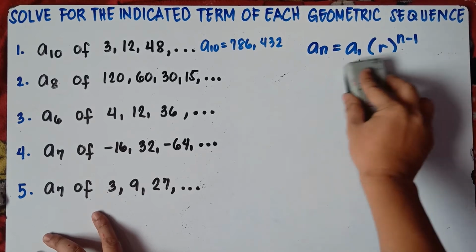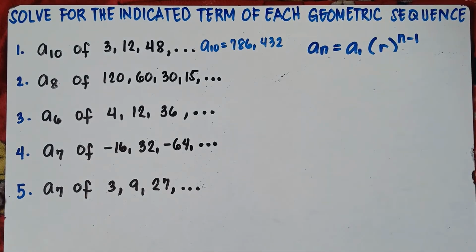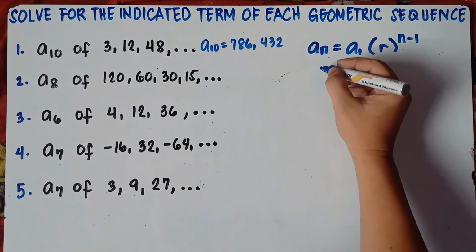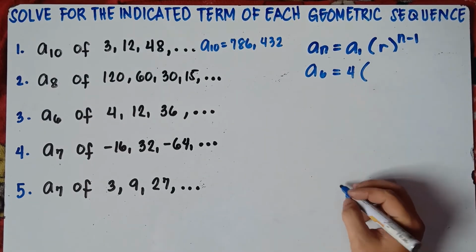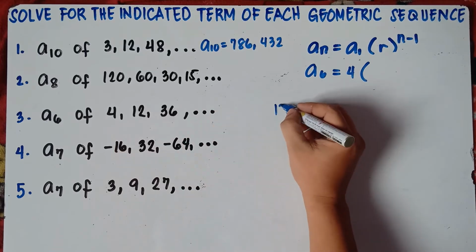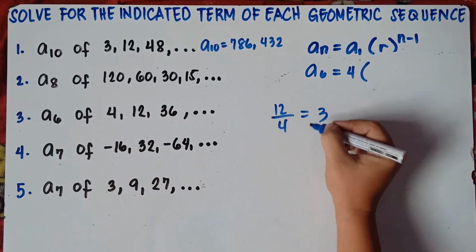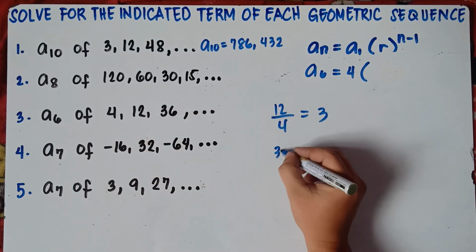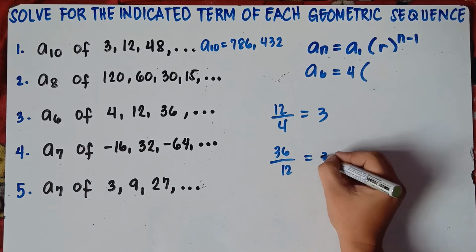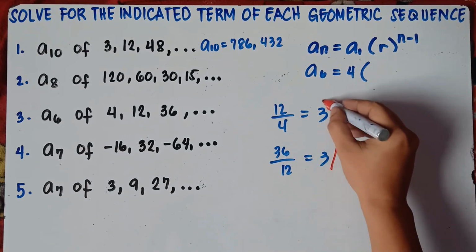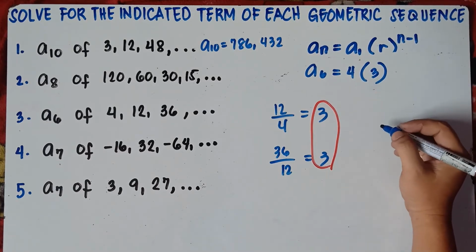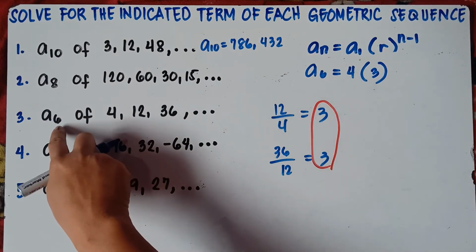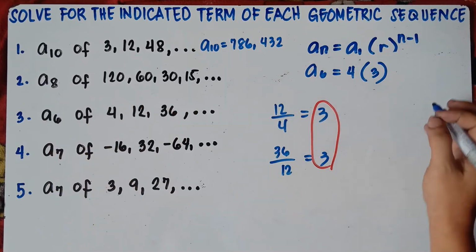So you're told to find the sixth term. So a sub 6 equals, the first term is 4. And the common ratio: 12 divided by 4, that is 3. 36 divided by 12, that's also 3. So the common ratio is 3. Alright, and this will be 3 raised to the power of n minus 1, where n is the number of terms. So you're looking for the sixth term, so we have 6 terms.